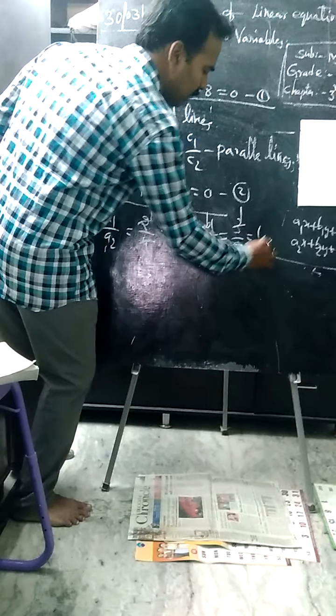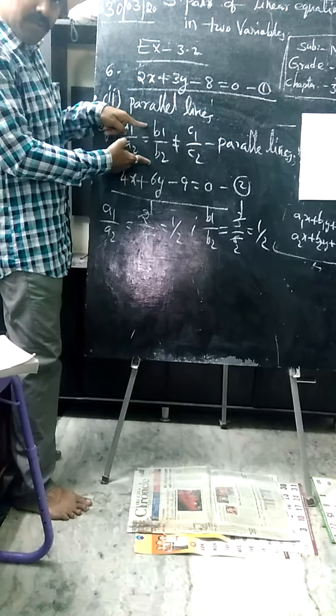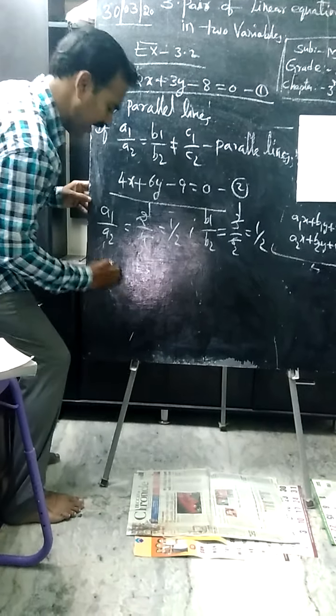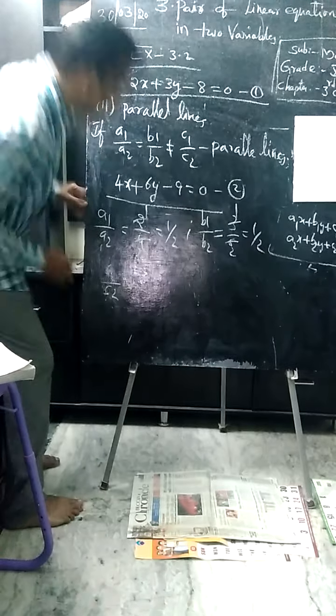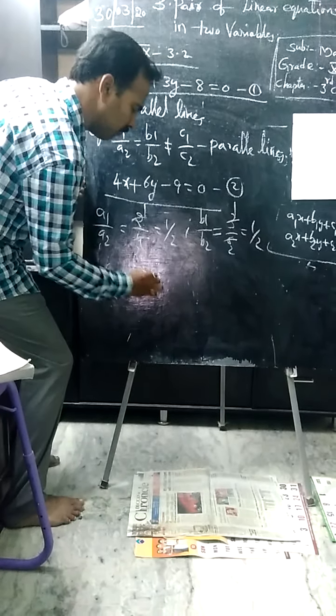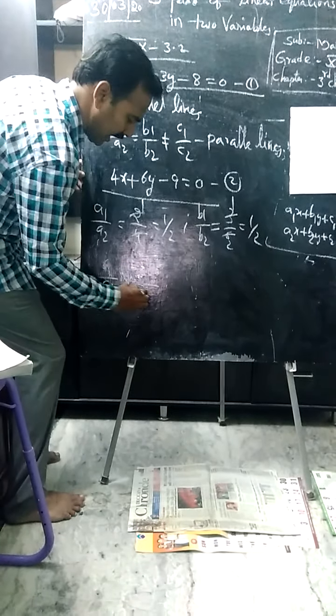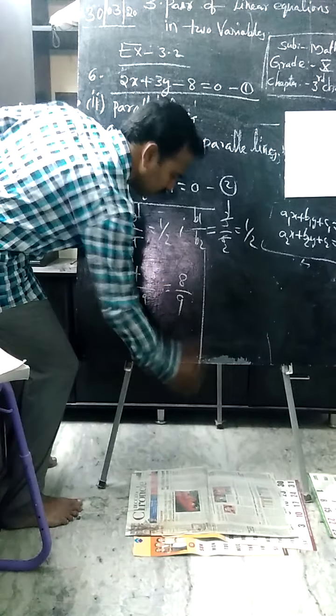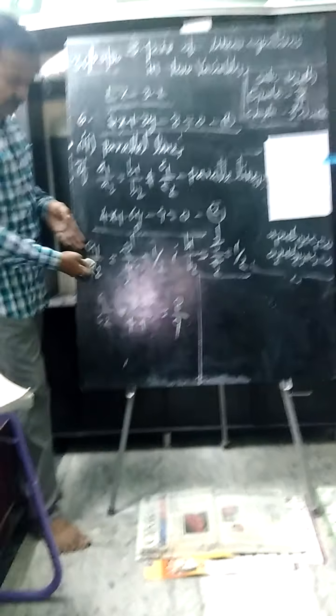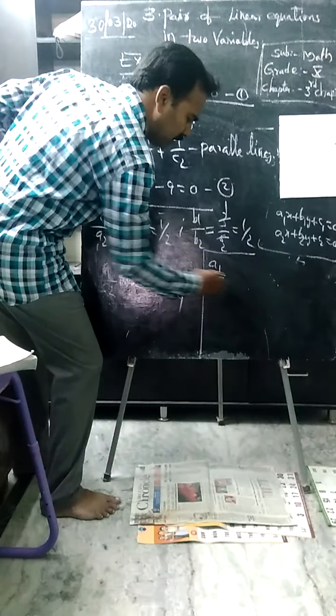Standard form: a1 by a2 equal to b1 by b2. Now find c1 by c2, students, with symbols. Don't forget to take symbols. Here minus 8 we have, but here we have minus 9. Both get cancelled. Already we know 8 and 9 are co-primes. Is a1 by a2 equal to b1 by b2?